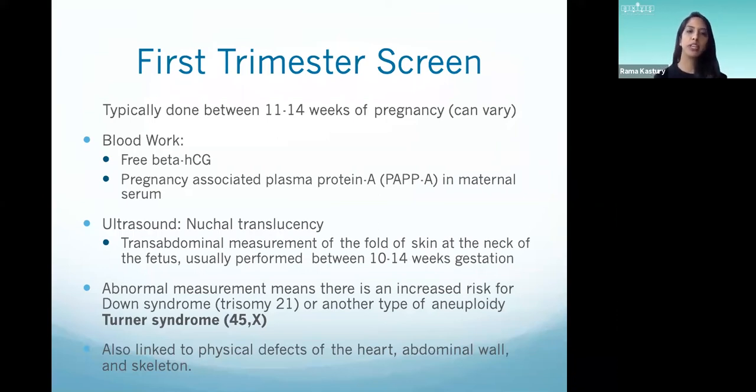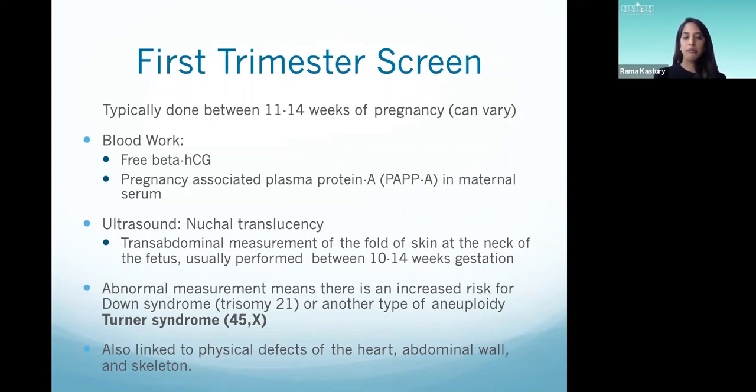The first trimester screen looks at blood work that includes the free beta HCG and a marker called PAPP-A, which stands for pregnancy-associated plasma protein A. These are both from the mom's blood. Then we combine that with an ultrasound looking at the nuchal translucency. This is an ultrasound on your belly that looks at a small fold of skin at the neck of the baby, and it's performed around 10 to 14 weeks gestation.